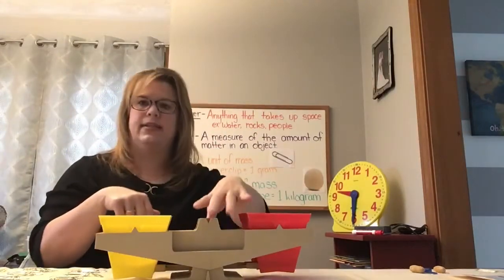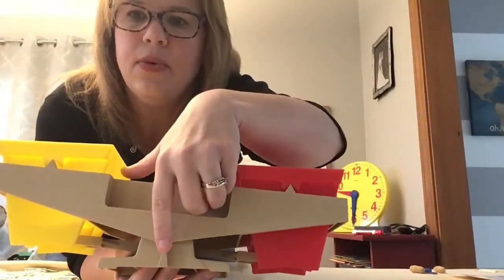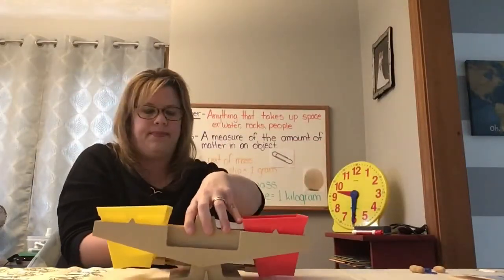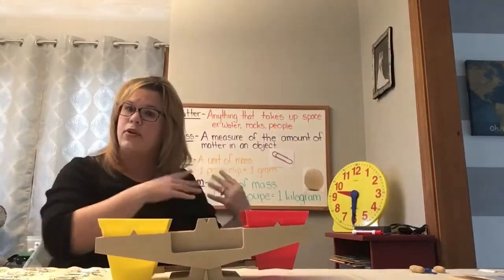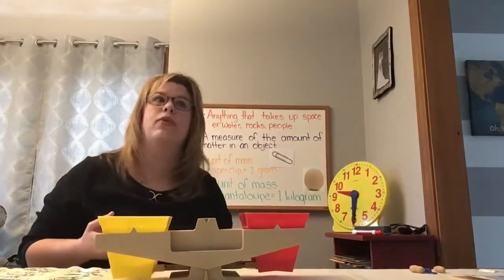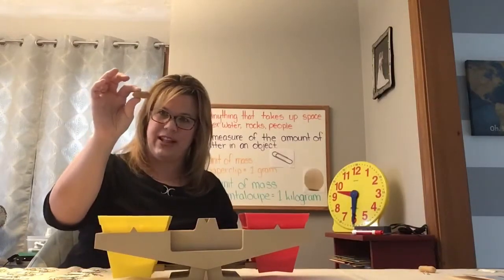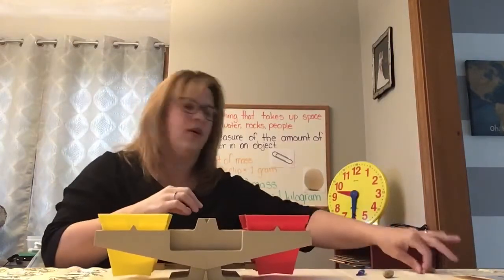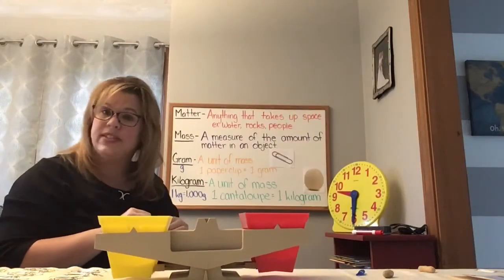We would use this balance, and the way the balance works is we want to make sure that this line is lined up equally with this arrow. That means that both sides are equal and we found our mass. In order to do that, we need things that would be equivalent to either a gram or a kilogram. So some household objects that you might have that are equivalent to a gram would be a peanut, still in its shell, a pen cap, or a paper clip.